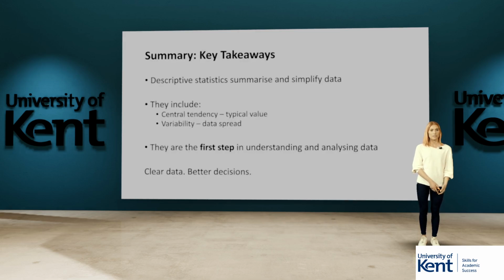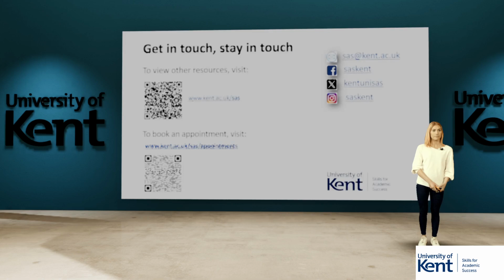To summarise, descriptive statistics help us simplify and understand data. They focus on two main ideas: central tendency, which shows the typical value, and variability, which shows how spread out the data is. They're a crucial first step before moving on to more advanced analysis. In short, clear data means better decisions.